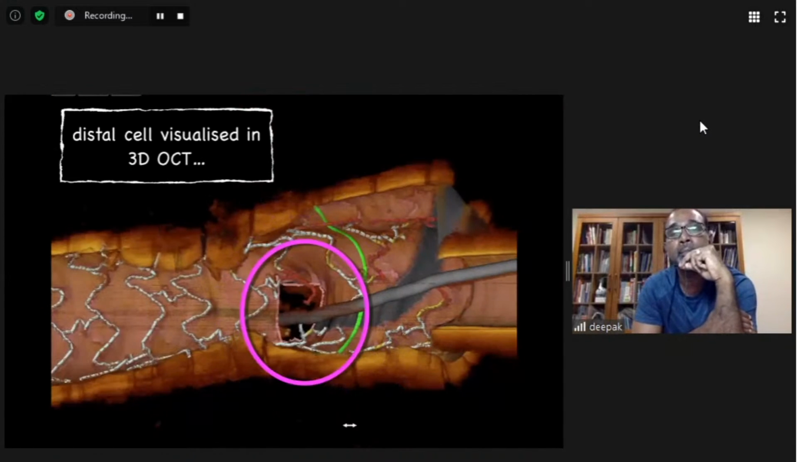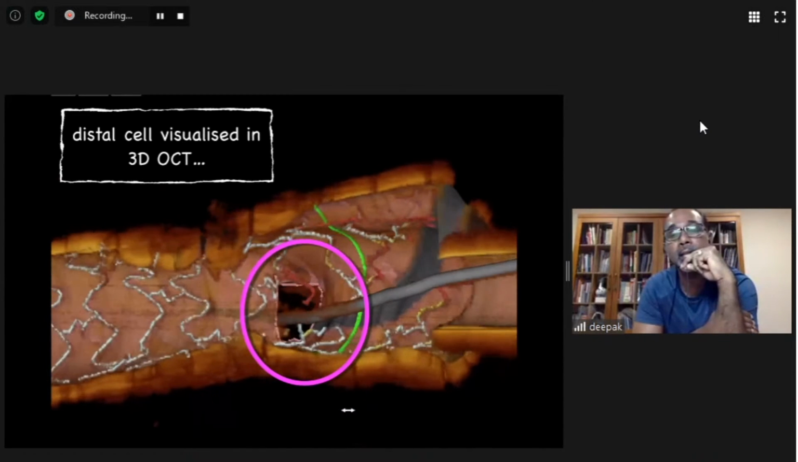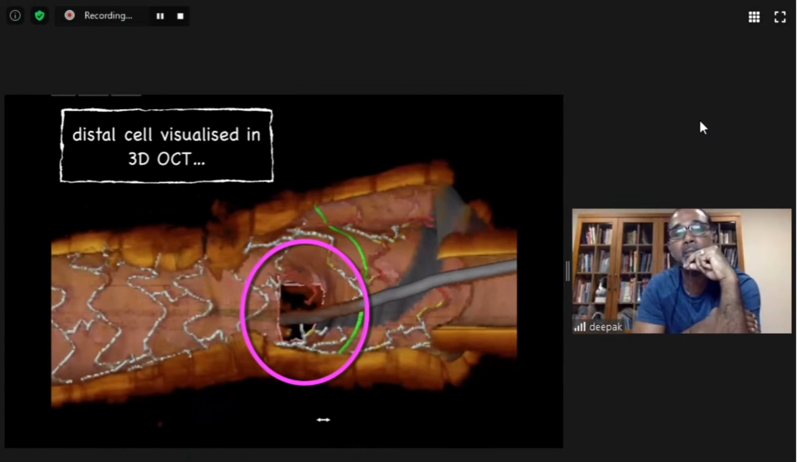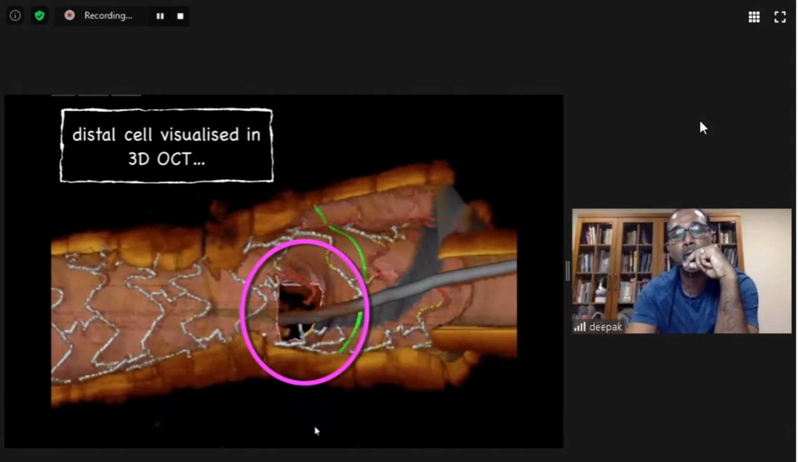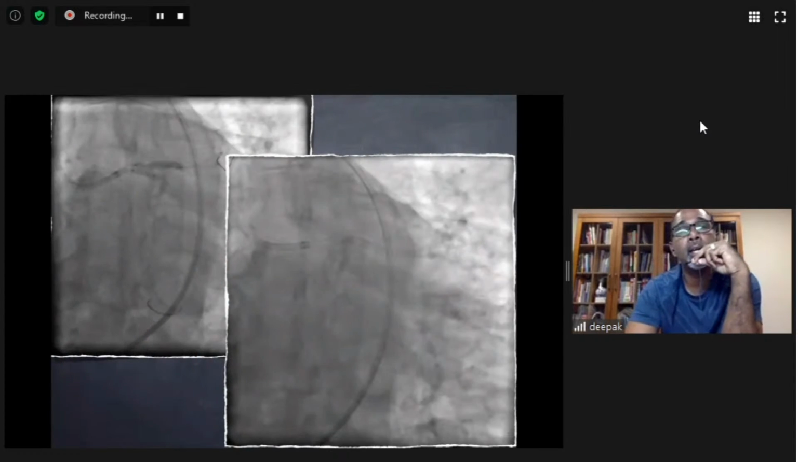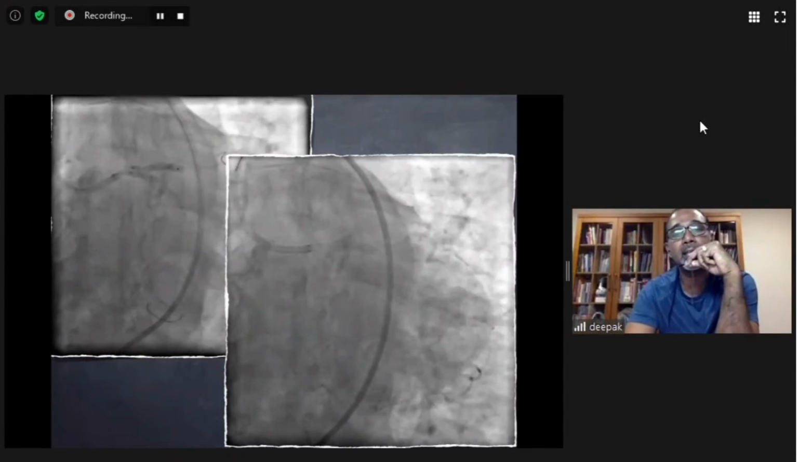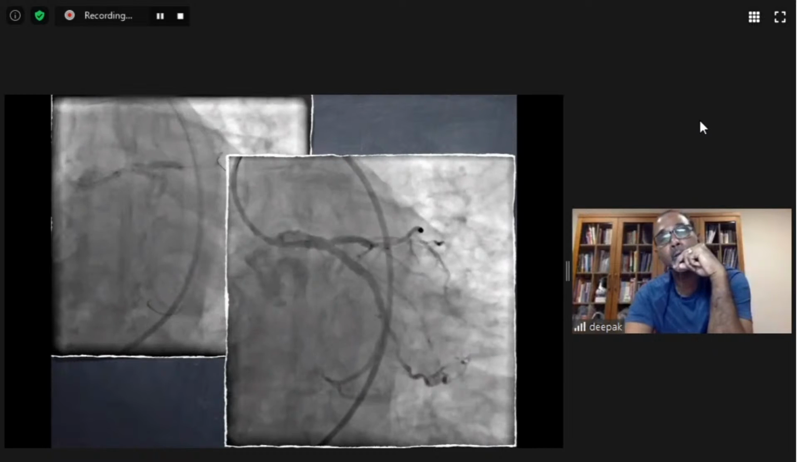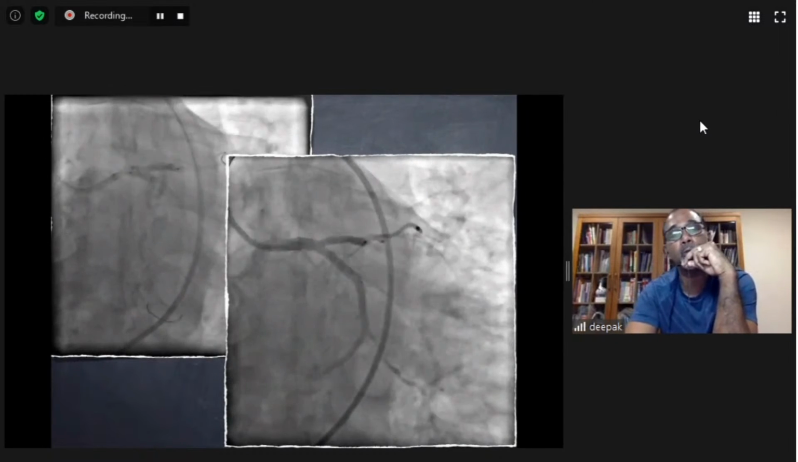Now, this is the 3D reconstruction of the wire going into the side branch. You could see that there are two cells there, the proximal cell as well as the distal cell, and you could see that the wire has gone through the proximal cell. So that's the greatest advantage of using OCT during a bifurcation stenting. You can clearly see where exactly the wire has gone through. You can also remove the wire and rewire if you have gone through a proximal cell, wherein you want to go through the distal cell.